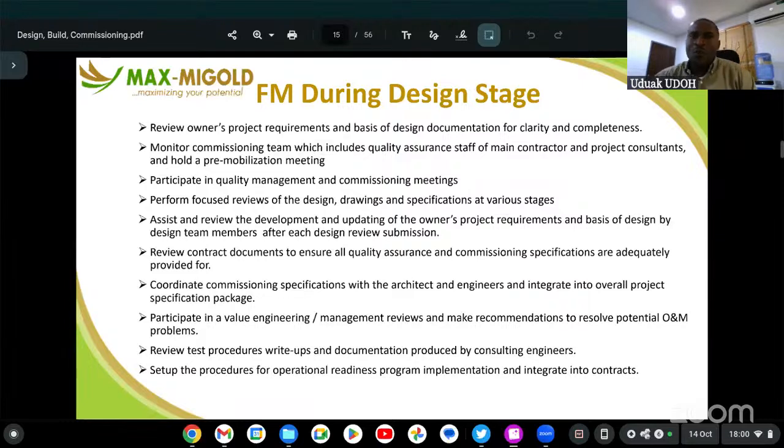So what are some key things facilities managers do during the design stage? It's good for us to understand what they really do. We probably may not get the full idea, but it's always good for us to understand them so that when we engage in such projects, we could effectively find our way to make such contributions.